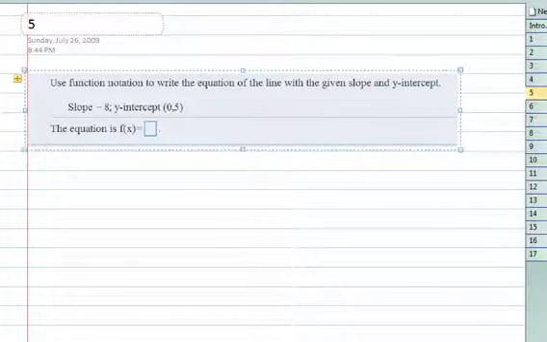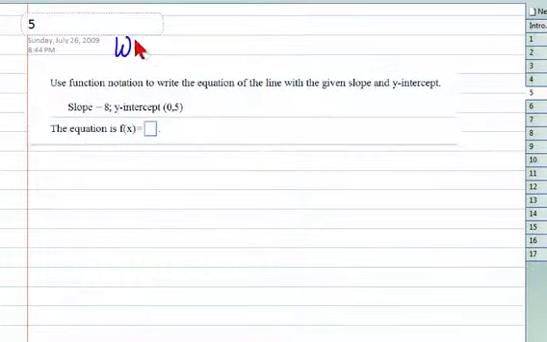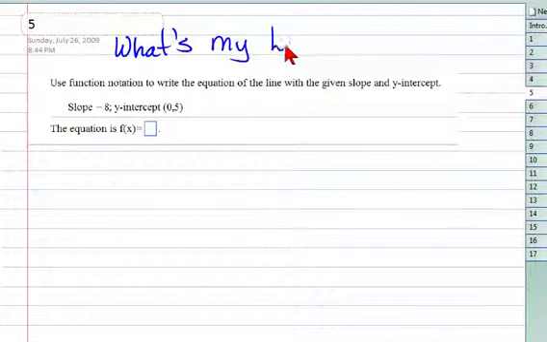Okay, moving on. We are about to now move into the part of the lesson which is about finding the equation of a line. And I'm going to nickname this part of the lesson, What's My Line?